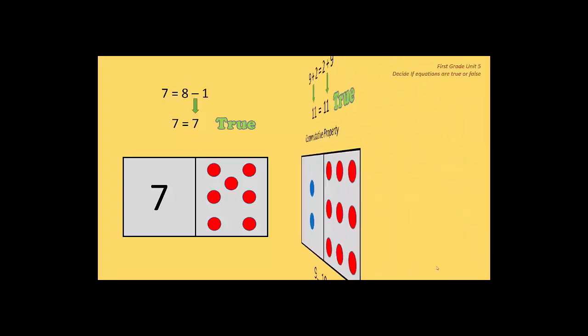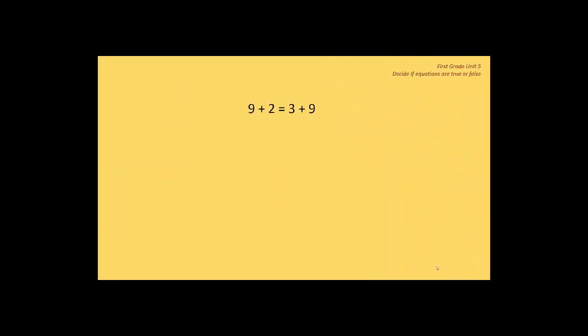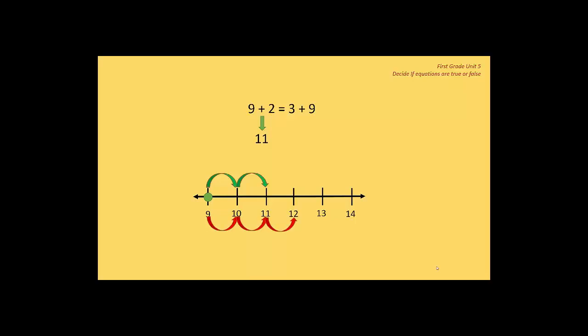With the statement 9 plus 2 equals 3 plus 9, there is a common addend, 9, on each side of the equal sign. Counting on 2 more from 9, 9, 10, 11, we find that 9 plus 2 is equal to 11. Starting at 9 again, then counting on 3, 9, 10, 11, 12, we find that 3 plus 9 is equal to 12. 11 and 12 are not the same, therefore the statement 9 plus 2 equals 3 plus 9 is false, because the sides do not have the same value.